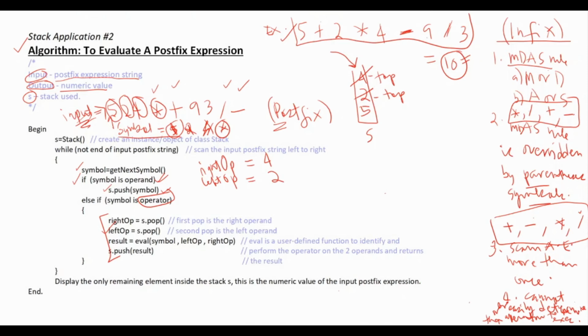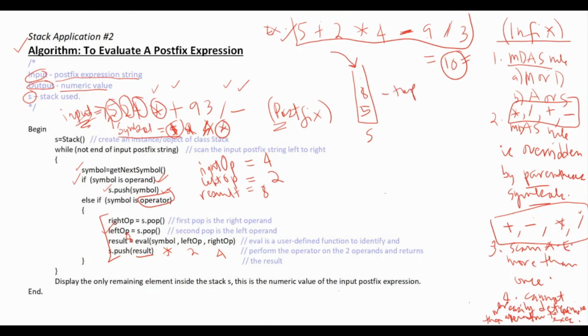And then we call eval. So evaluate the symbol, which is asterisk, and the left operand is 2 and the right operand is 4. So eval would return 2 times 4, it would return 8. So result is equal to 8. And then we push the result, which is 8, into the stack. So recall that this is already removed. So the top now, after the 2 pops, is 5. And when we push 8, we have 8 on top of 5, and that becomes the new top.